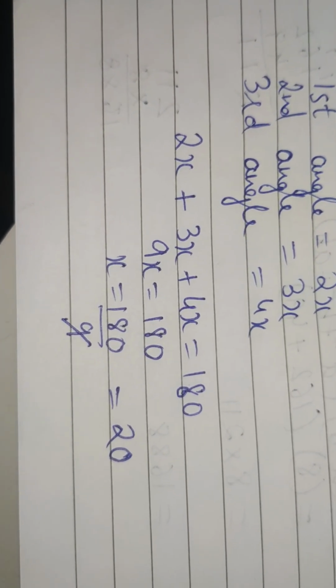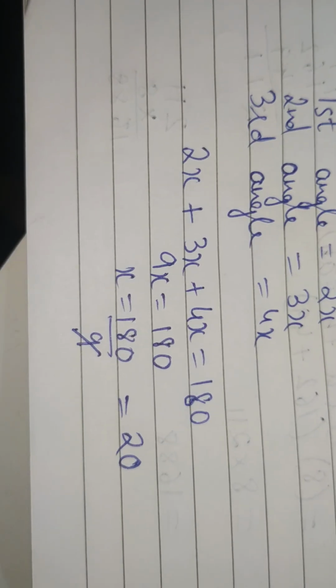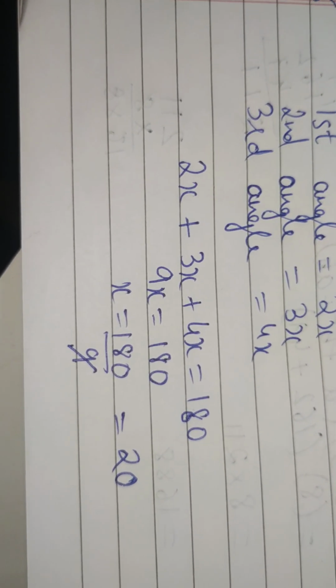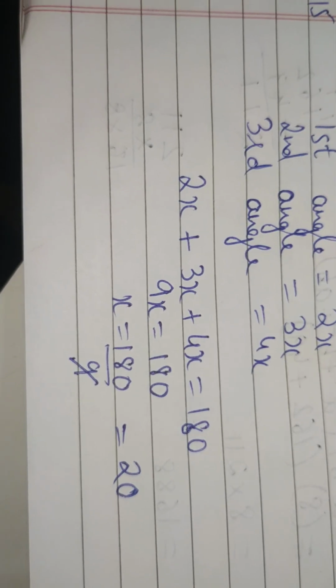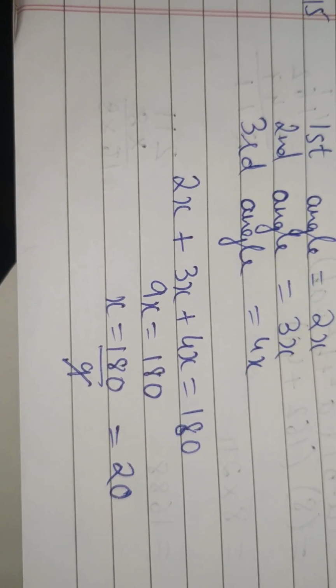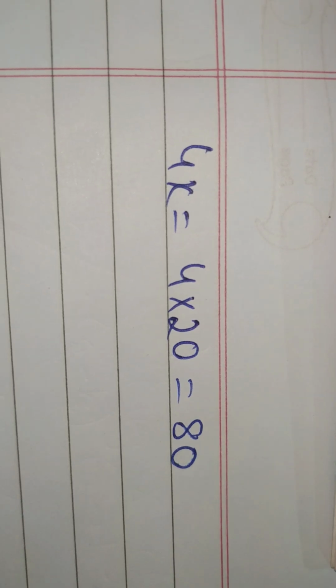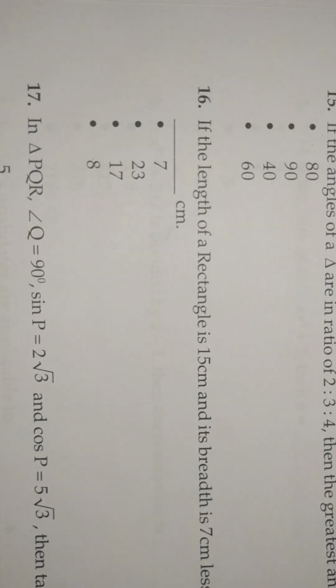So we need to find the greatest angle. My 4 is the greatest ratio, so 4 multiplied by x. 4x is equal to 4 multiplied by 20, so the answer will be 80.